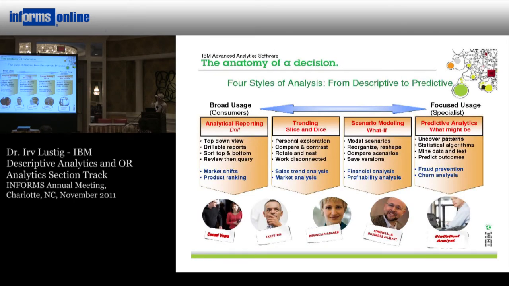I found this set of slides internally, and I thought it was a nice way of explaining descriptive analytics as moving from the descriptive all the way to the predictive on the right. On the left, you start seeing where the casual user needs very top-down views. They need to be able to drill down to specific types of things. Then you move into trending, where you're slicing and dicing, doing more personal exploration.